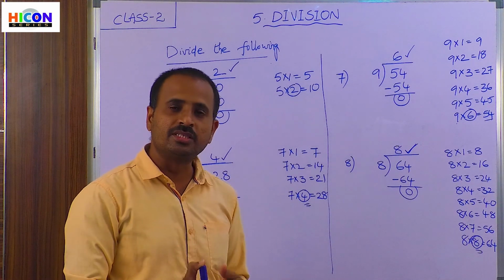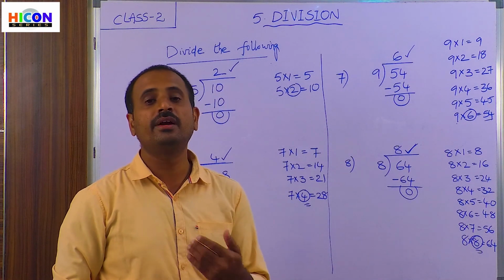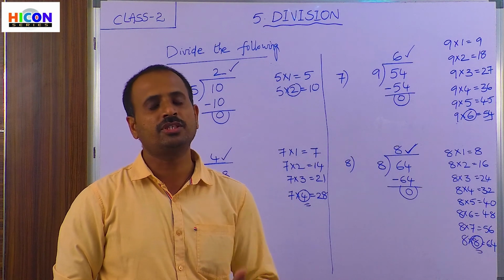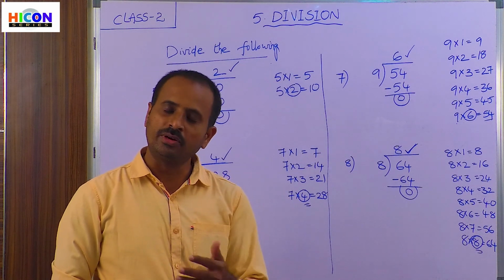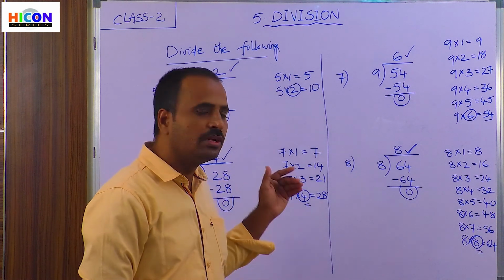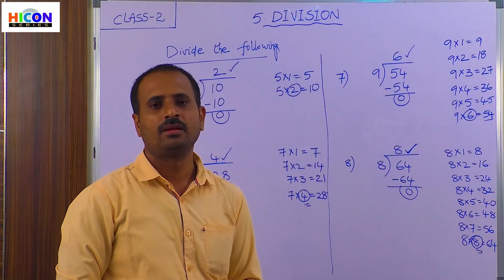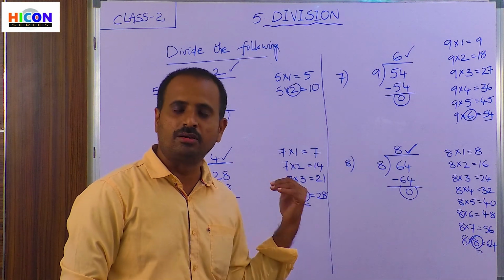So you can do this method very easily if you know the tables very thoroughly. So first learn the tables from 1 to 10 thoroughly, then you can easily do these divisions. So now let us go to the next topic in this chapter.